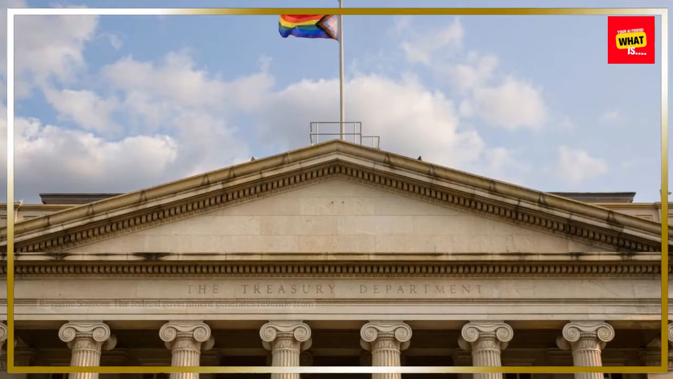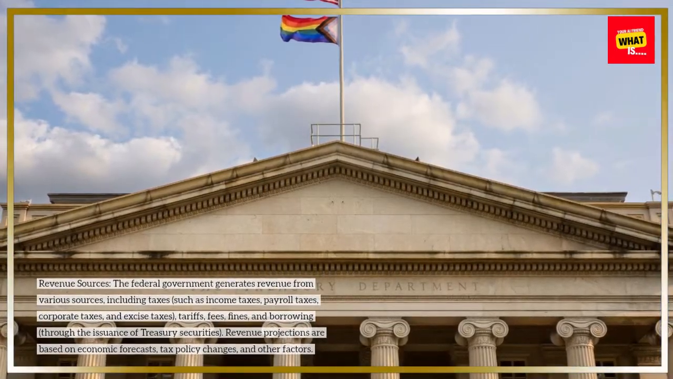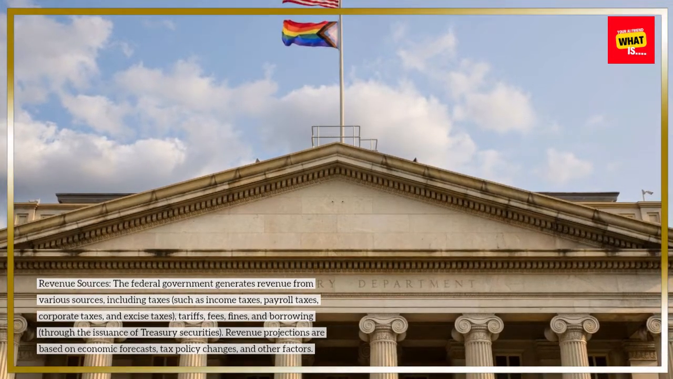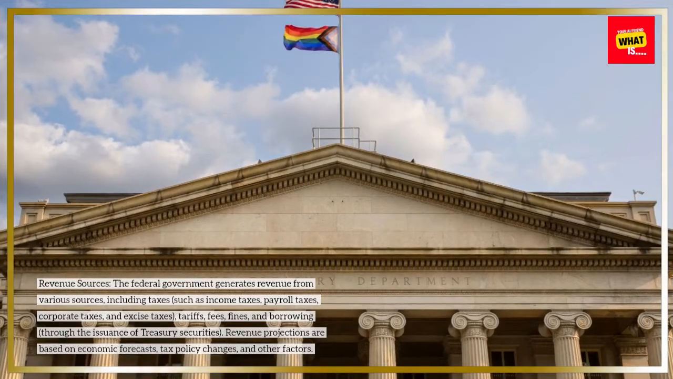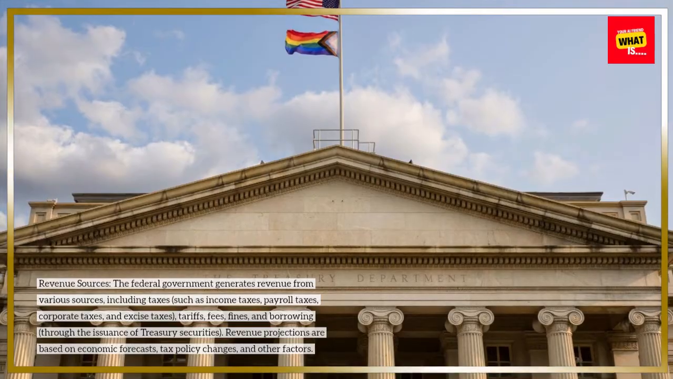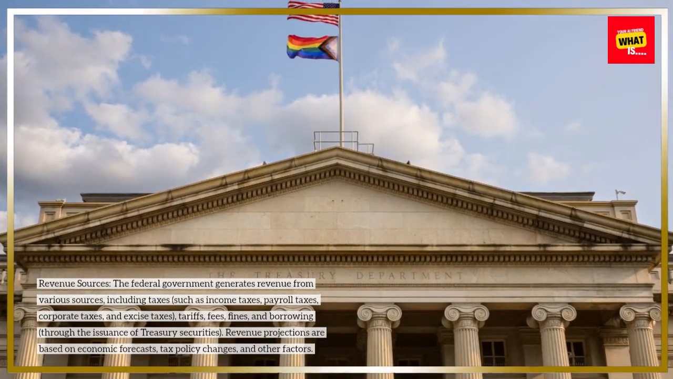Revenue sources. The federal government generates revenue from various sources, including taxes, such as income taxes, payroll taxes, corporate taxes, and excise taxes, tariffs, fees, fines, and borrowing, through the issuance of Treasury securities. Revenue projections are based on economic forecasts, tax policy changes, and other factors.